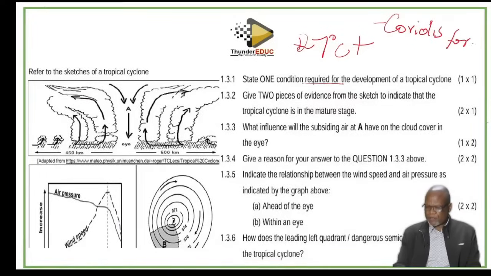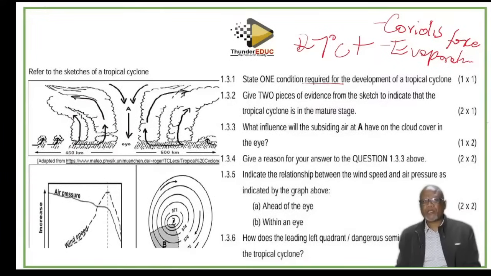Coriolis force. What is the importance of Coriolis force? It is for the air to be able to rotate or to spin. And then also it requires a high level of evaporation. What is the importance of evaporation? Evaporation, remember, is going to result in low pressure or intense low pressure created on the surface.